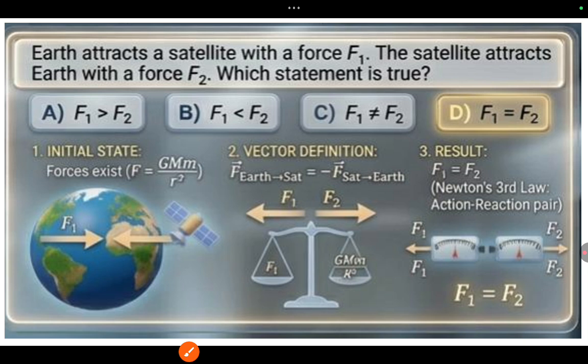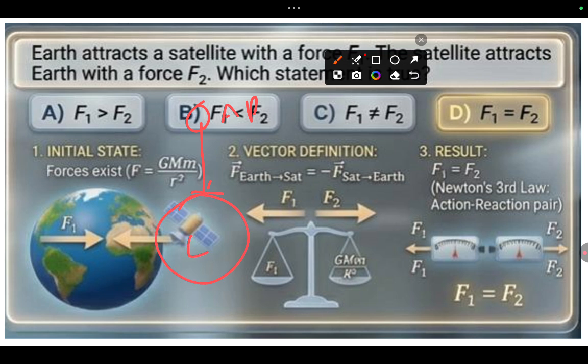Earth attracts a satellite with a force F1. The satellite attracts Earth with a force F2. Which statement is true? You already know, when an apple falls on the earth, in a similar way, the earth also moves toward the apple, but we can't see this because it is microscopic. The size of the earth is very large compared to the apple, so that is the reason we are unable to view this.